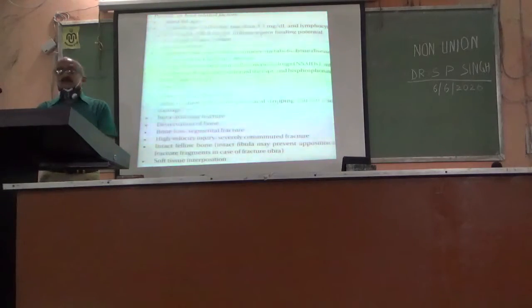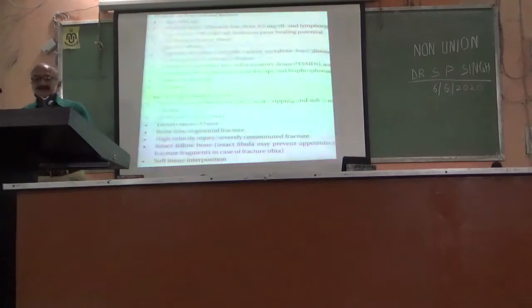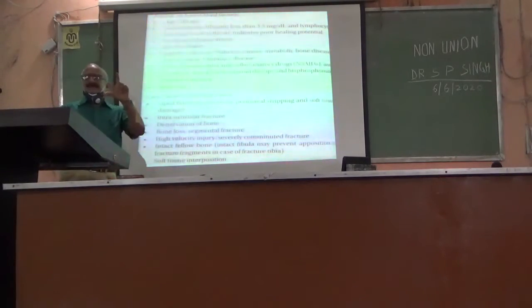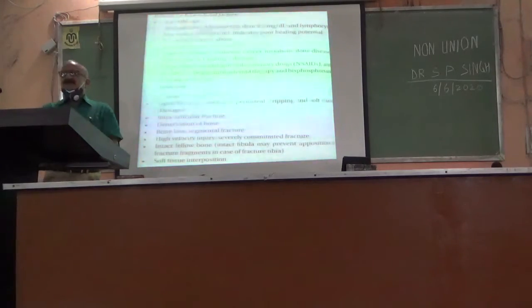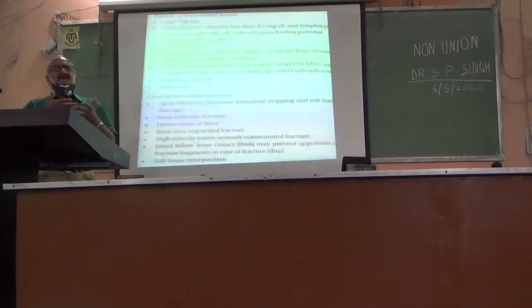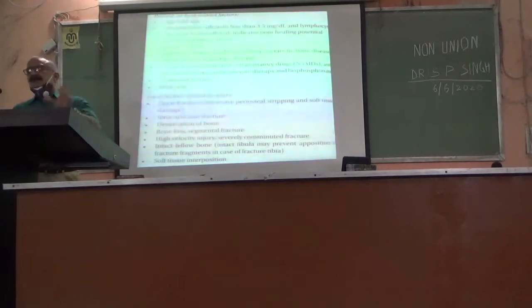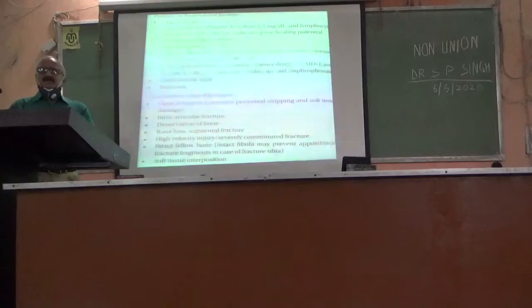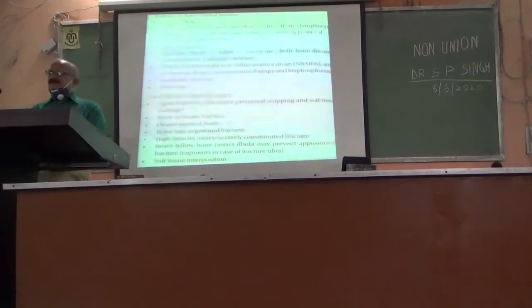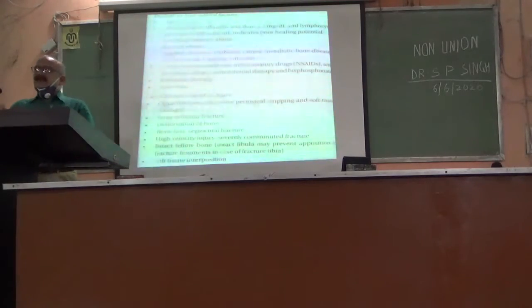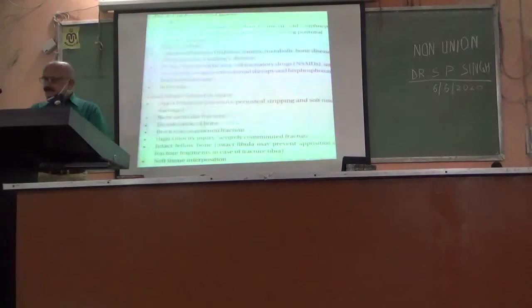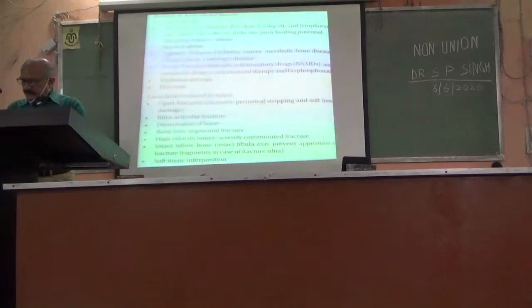Then bone loss, segmental fracture. I told you earlier that there may be fracture at 2 points in a bone, or there may be complete absence of bone. At the site of fracture, one might have extruded a part of the bone. A 3-inch bone gap in between, a gap fracture, a fracture with bone loss. So all these situations can contribute significantly to the formation of non-union.